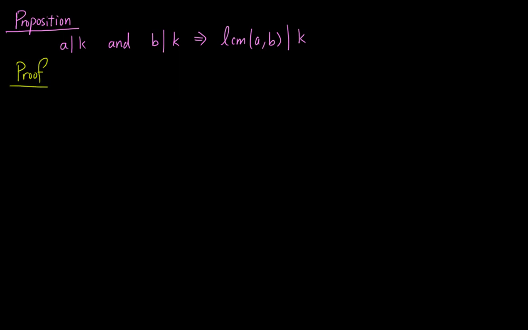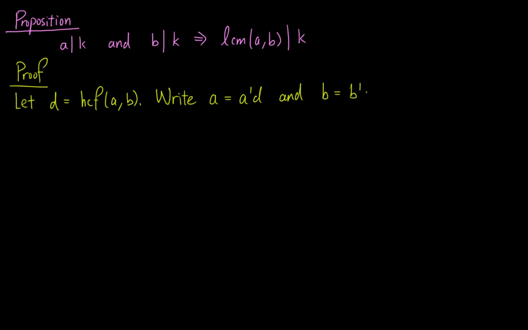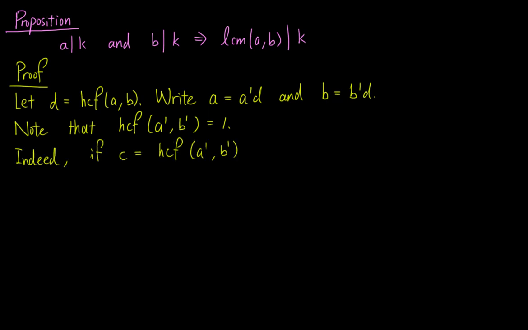To prove this, let d equal the HCF of a and b. Then we can write a equals a prime times d and b equals b prime times d. We note that the HCF of a prime and b prime equals 1. Indeed, if c equals the HCF of a prime and b prime, then dc divides d times a prime, which is a, and dc divides d times b prime, which is b.